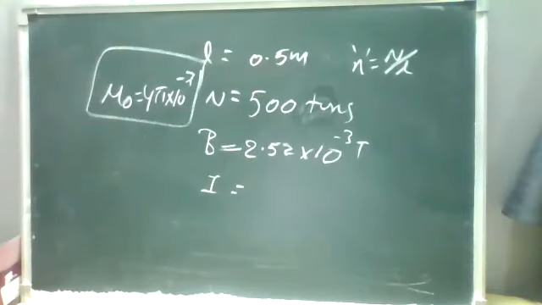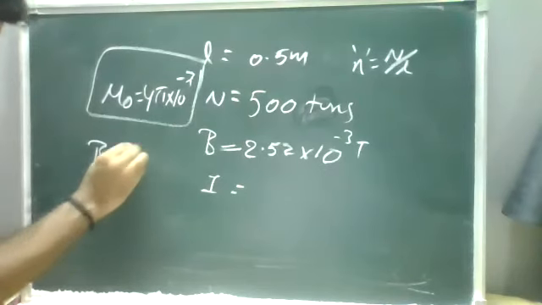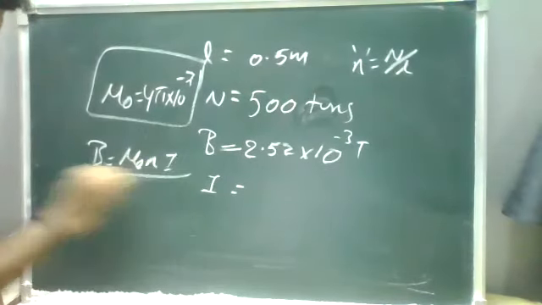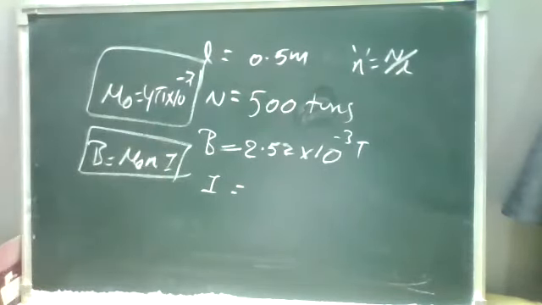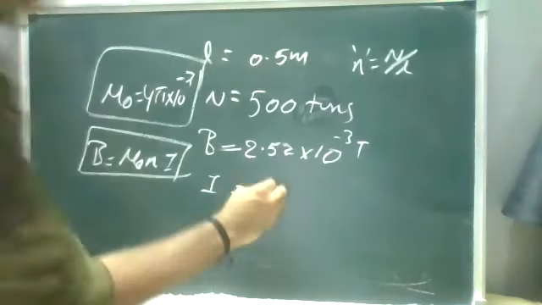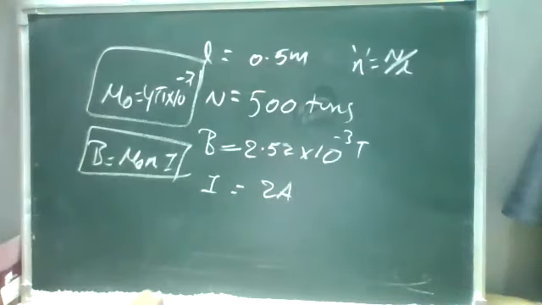Small n is equal to 10 power 3, correct, ma? So the unit is turns per meter, small n. Now, B is equal to mu naught n I. So try to find the current. Is the current 2 amps? Just check it.